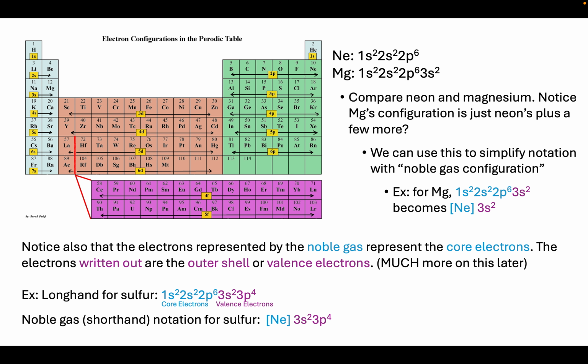I put in blue the core electrons, and then in purple, the outer shell electrons, or the valence shell electrons. Now listen, there is a ton that we're going to be learning about that, so don't worry if you don't understand. But right now we're just going to focus on how we would represent this in a configuration. So you compare those two, the blue and the purple, and you can compare also for sulfur. Here we have the core electrons written out, and then I put them in the noble gas configuration.